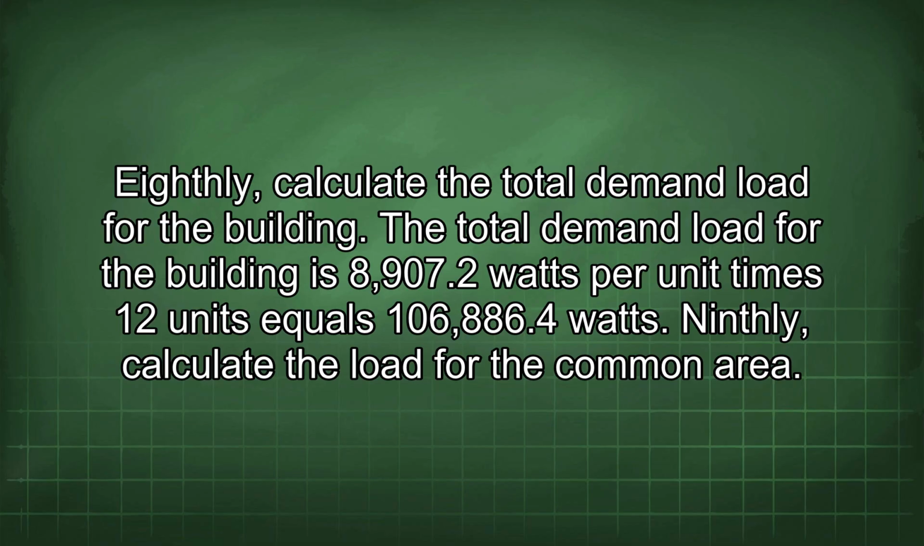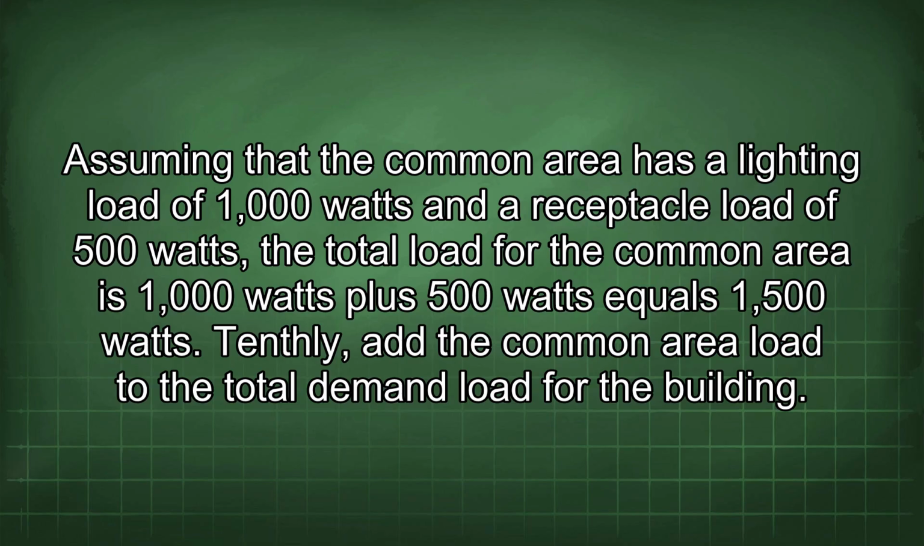Eighthly, calculate the total demand load for the building. The total demand load for the building is 8,907.2 watts per unit times 12 units equals 106,886.4 watts. Ninthly, calculate the load for the common area. Assuming that the common area has a lighting load of 1000 watts and a receptacle load of 500 watts, the total load for the common area is 1000 watts plus 500 watts equals 1500 watts.